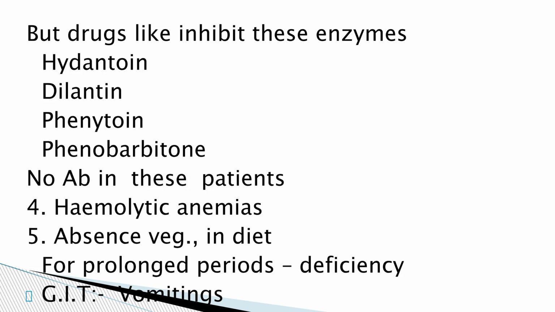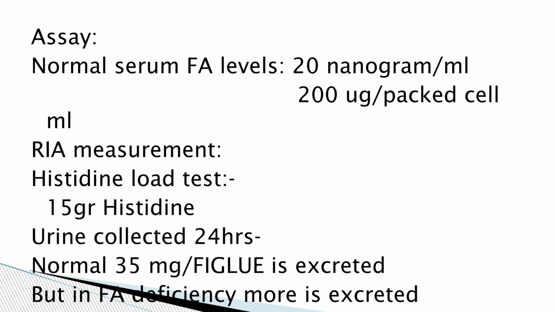Other causes include hemolytic anemias and prolonged absence of vegetables in the diet, leading to deficiency symptoms like vomiting, abdominal pain, and diarrhea. Assay methods show normal serum FA levels at 20 nanograms per milliliter and 200 micrograms per packed cell milliliter. The histidine load test involves 15 grams of histidine with 24-hour urine collection. Normally, 35 milligrams of FIGLU are excreted, but more is excreted in FA deficiency, which can be linked to peripheral blood pressure and macrocytic anemia.